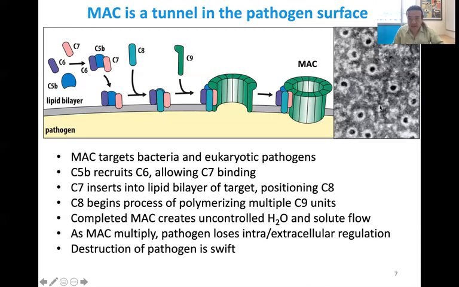This on the right is an actual electron micrograph of these membrane attack complexes that were formed on the surface of a bacteria. So it basically turns it into Swiss cheese. Right? Once this happens, the bacteria just lyses, right? Because all the water gets completely unregulated, and it most likely is going to just fill up with water and burst. And so the destruction of the pathogen is very swift.